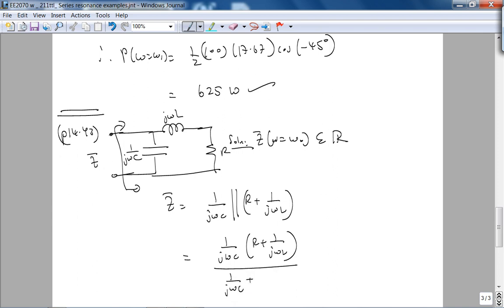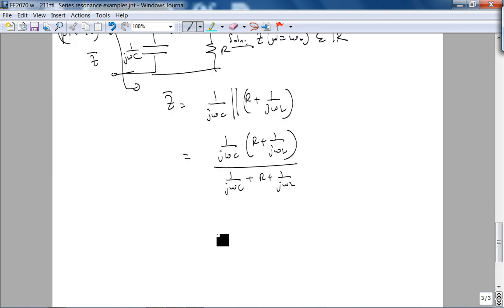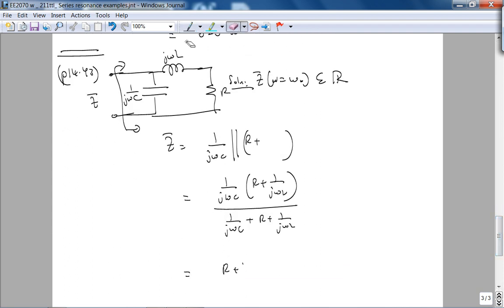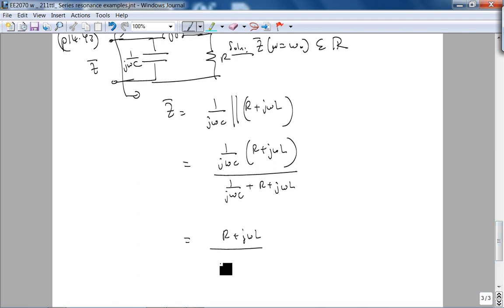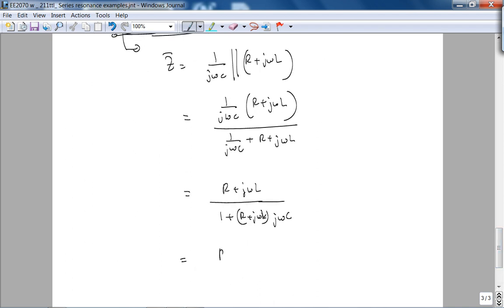over Z1 plus Z2. So this simply becomes R plus j omega L. Sorry, I don't know how I got 1 over j omega L. Now this becomes R plus j omega L, so it becomes 1 plus R plus j omega L times j omega C. If I multiply this out, you get 1 minus omega squared LC plus j omega RC.